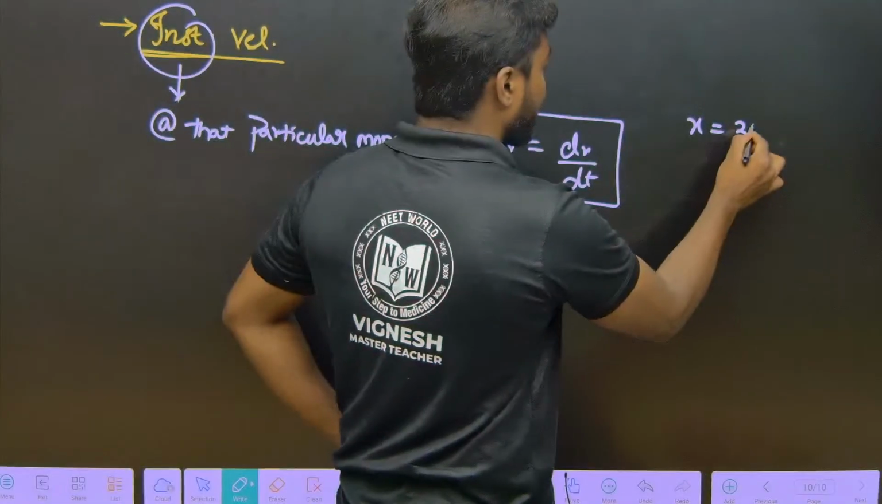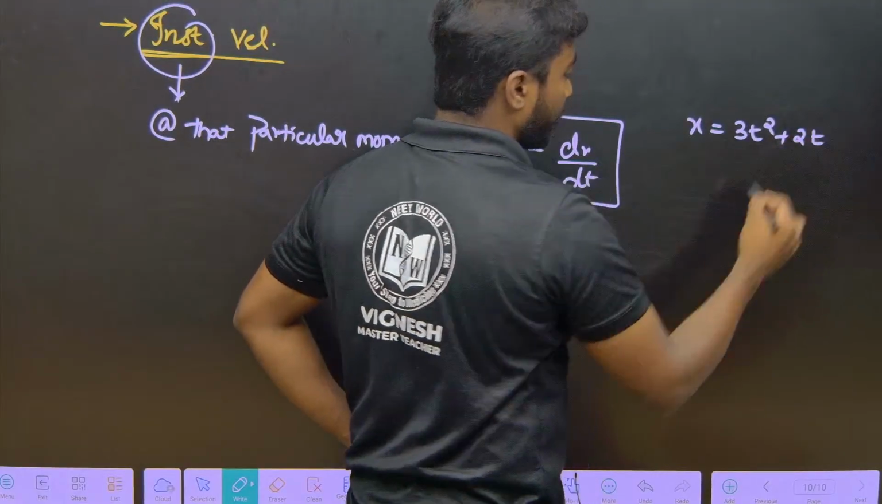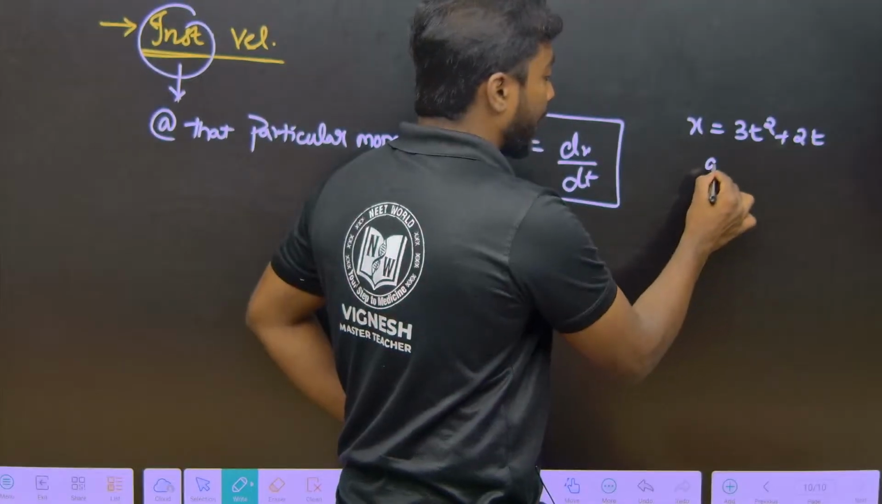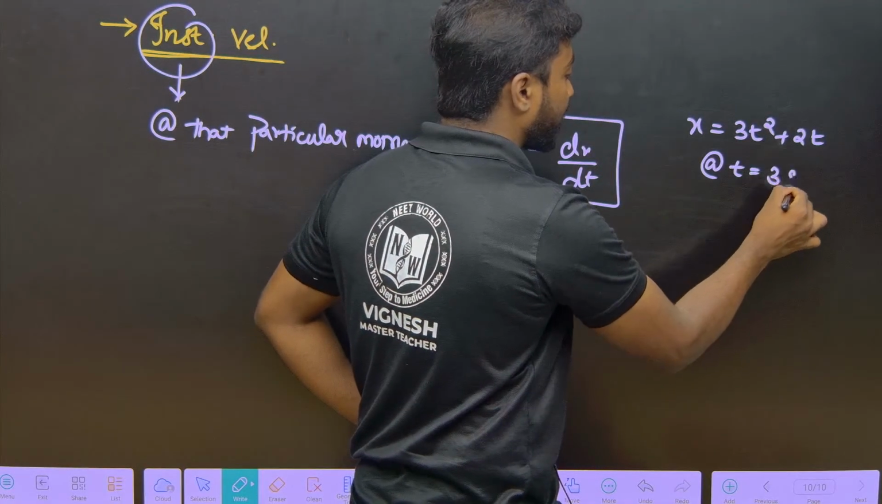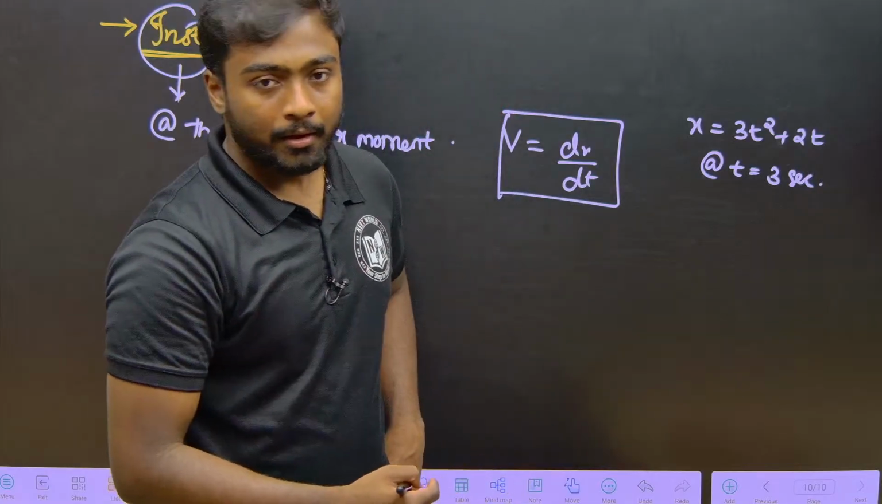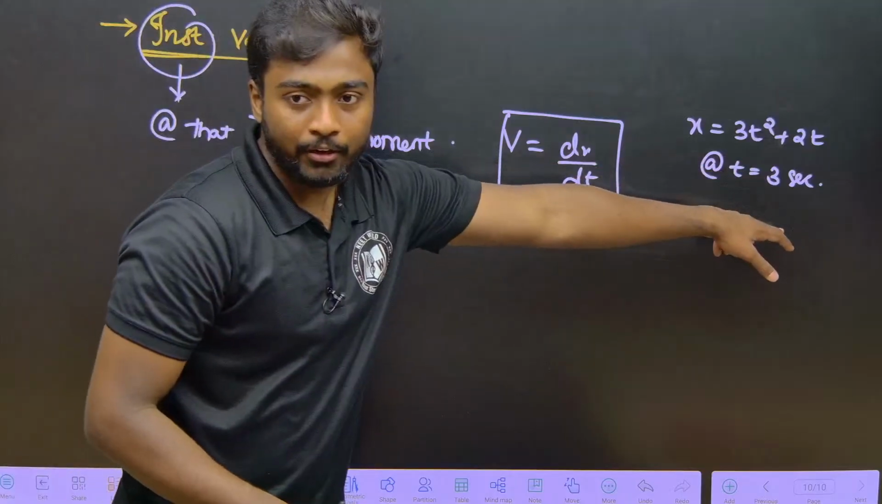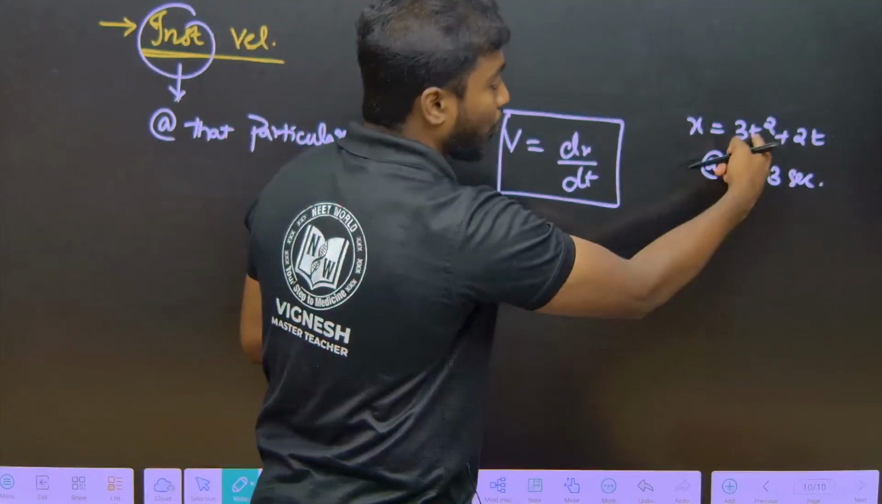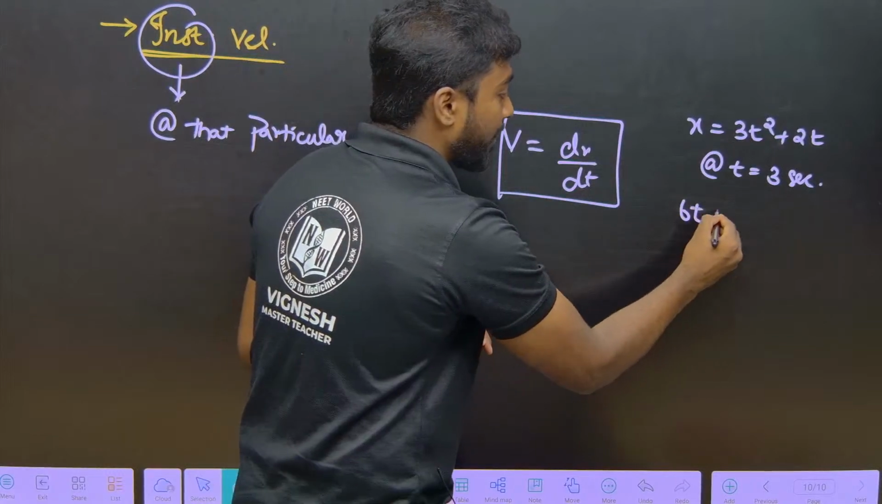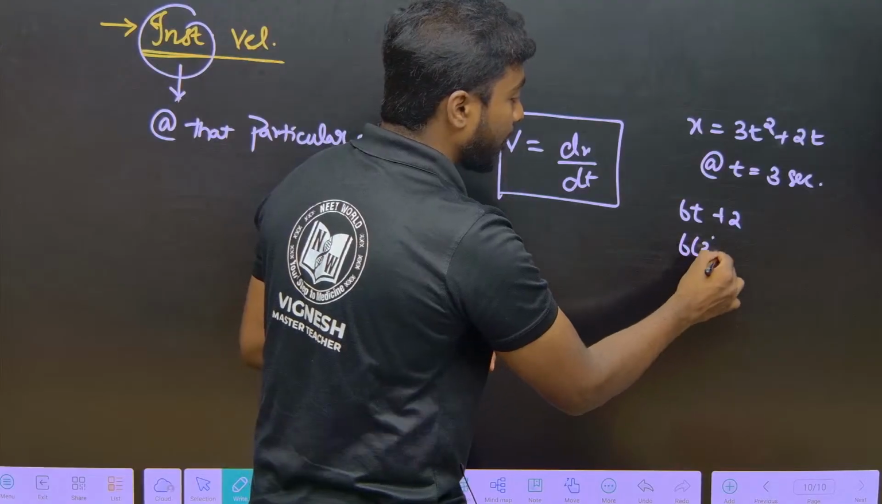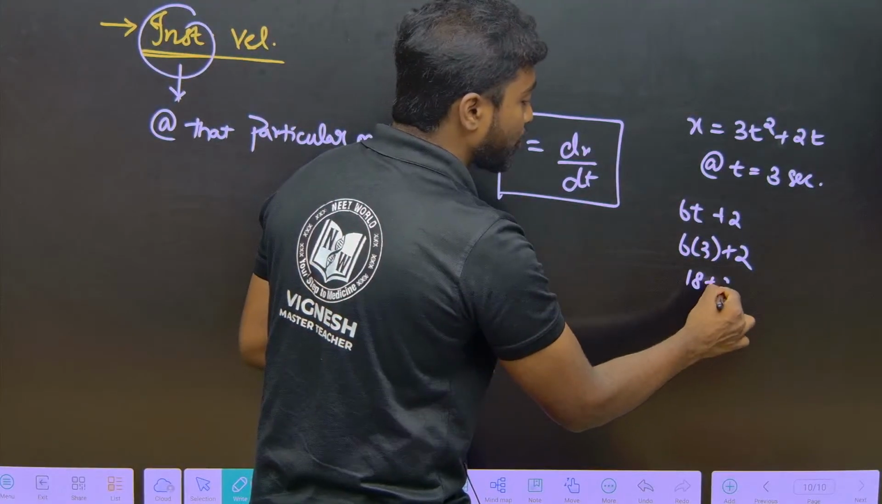If an equation is given, like x is equal to 3t square plus 2t, find the velocity at t equals 3 seconds. It means what should I do? I should differentiate that. Differentiation gives 6t plus 2. Now I substitute the value of t here. So 6 into 3 plus 2, which is 18 plus 2, that is 20.